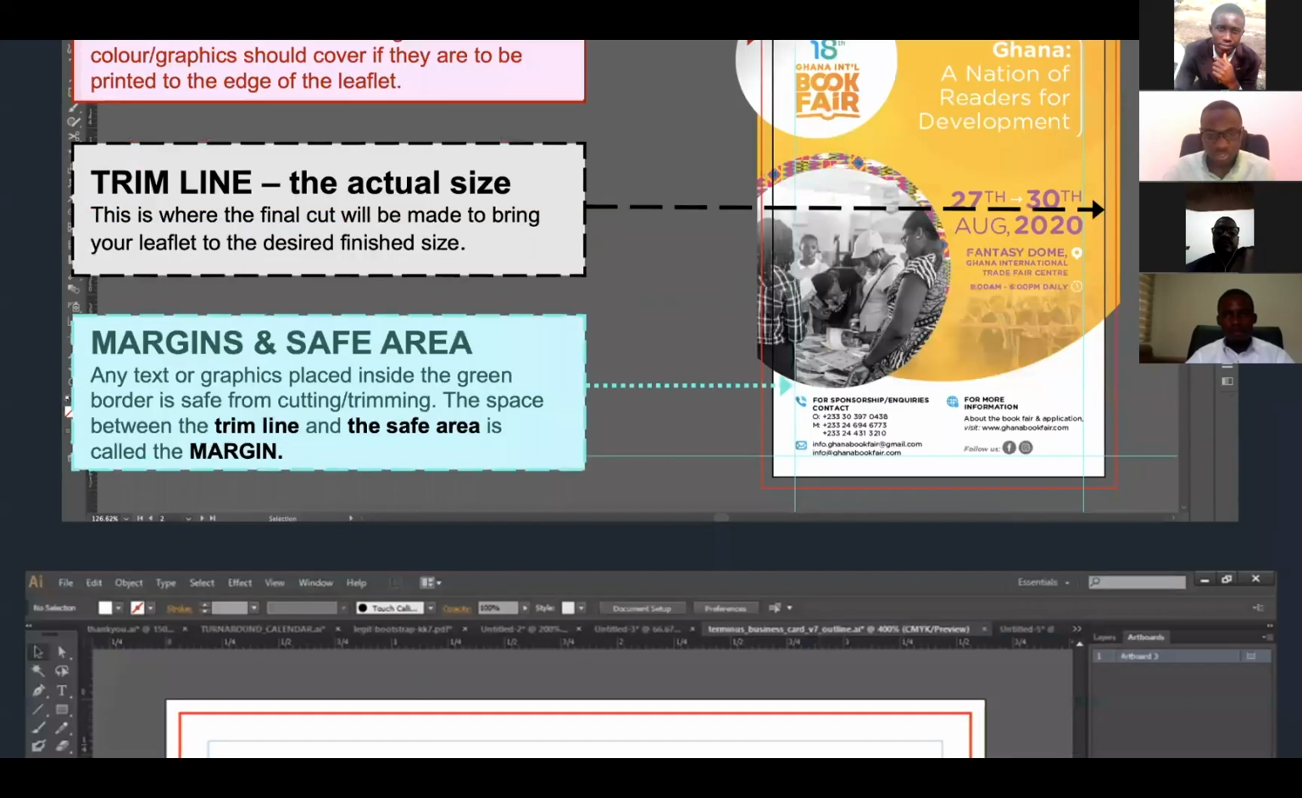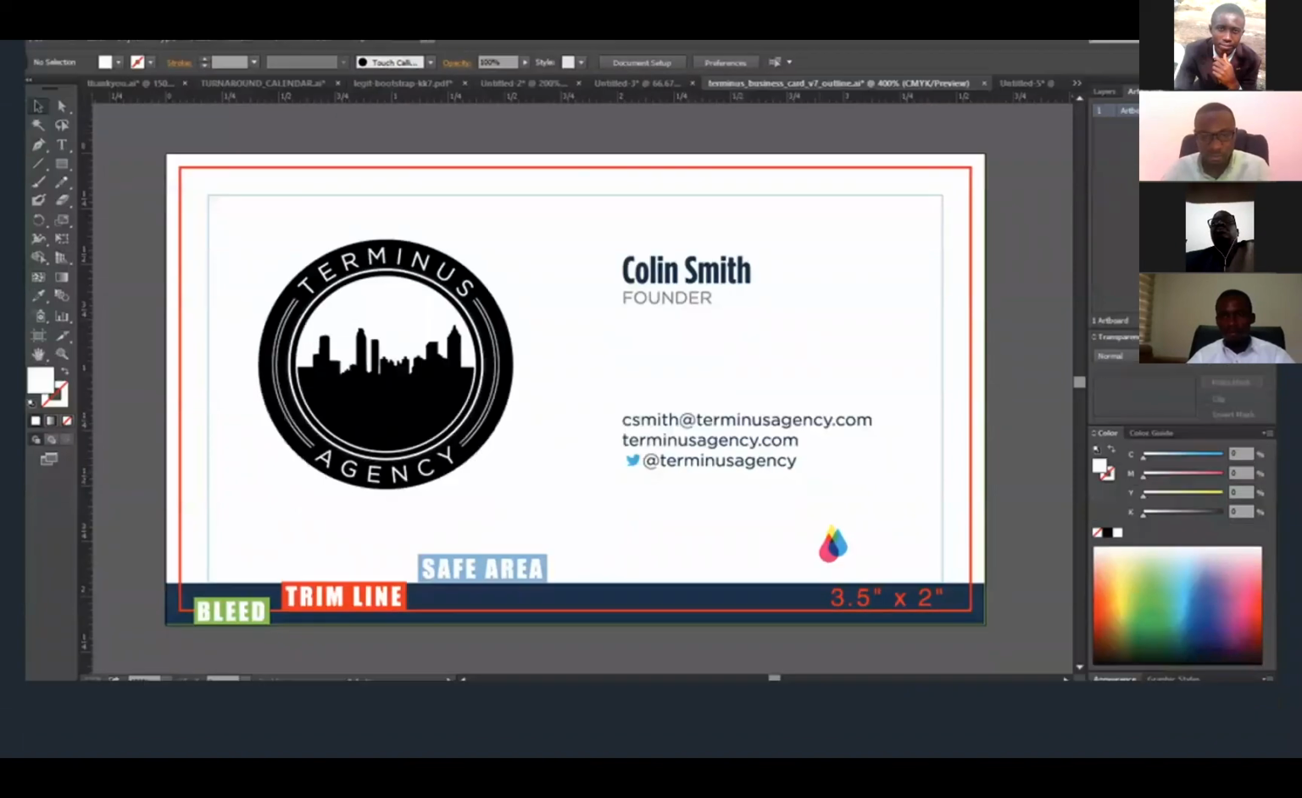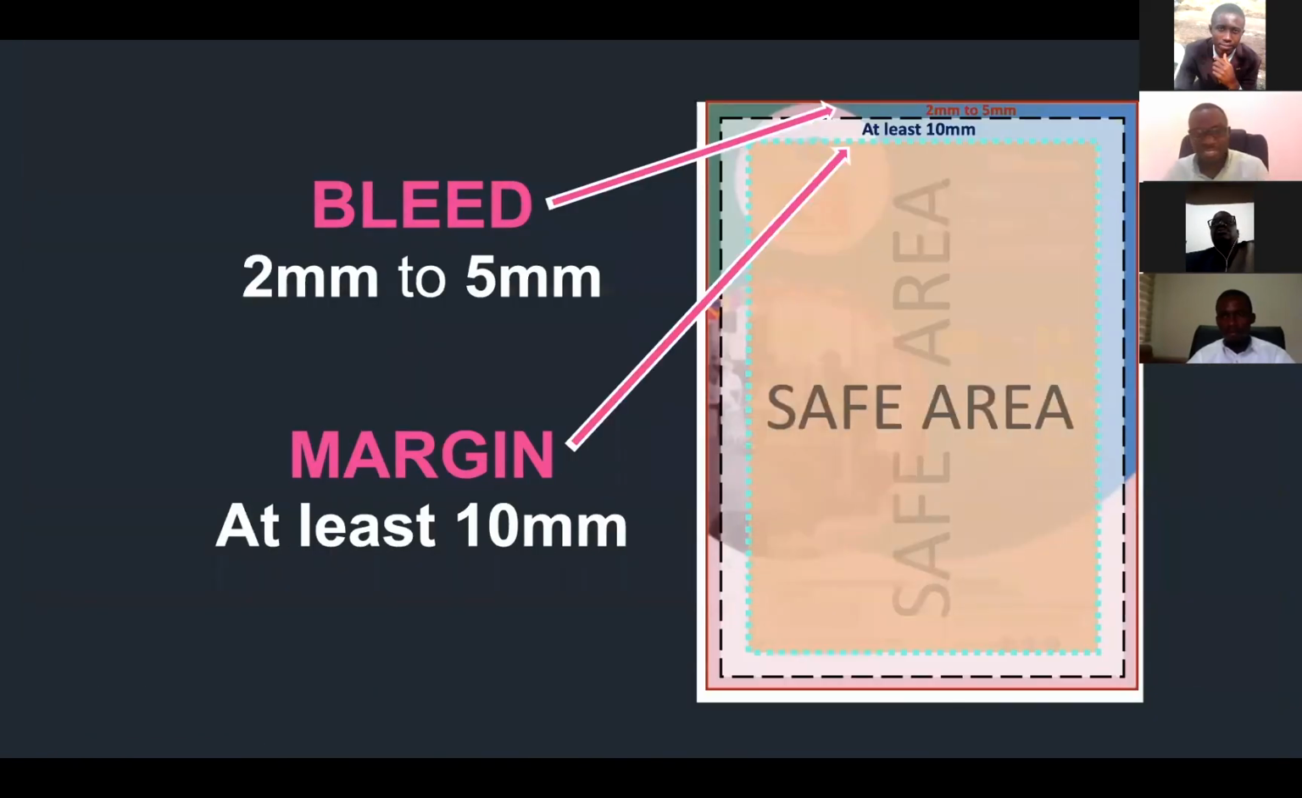Okay, so there's another example of bleed, trim line, and safe area. There's a business card. The red line is actually the size of your work, the trim area, exactly the size. That's 3.5 by 2 inches. Then you add an extra space, which is called the bleed. Then we have also what we call the safe area, space within your work that will prevent the text from being cut. So let's take this home.